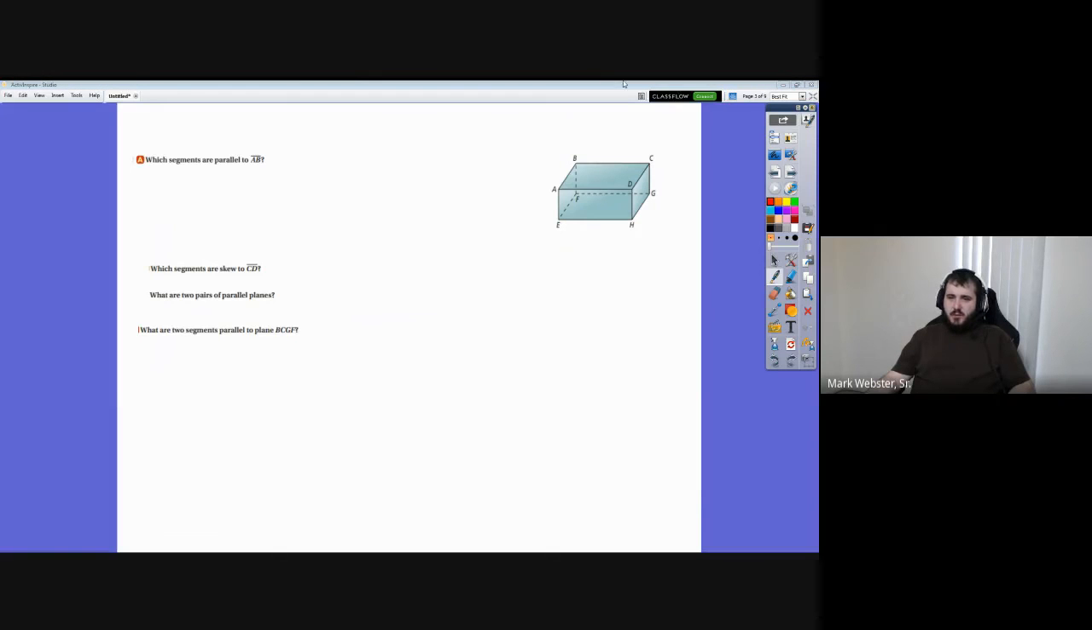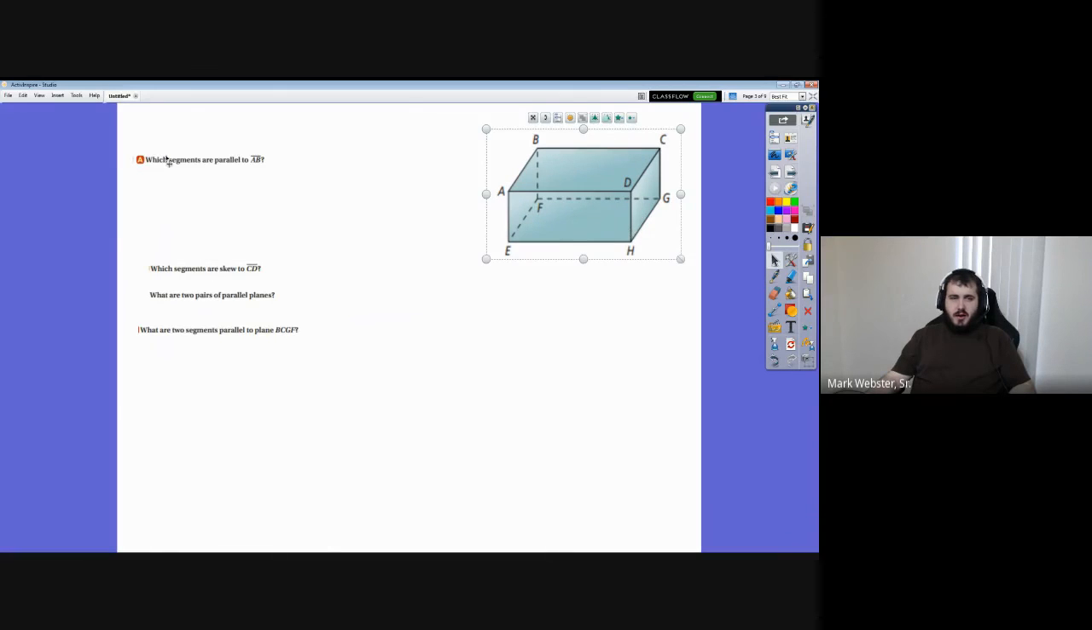So now we're going to actually run some problems, ask some questions. So here's our picture. And first we want to know what segments are parallel to side AB. To maybe edge AB. Let's say edge. We don't want to say side. Can't have a side on a three-dimensional object. That's weird. So AB. What other line segments are parallel to segment AB?